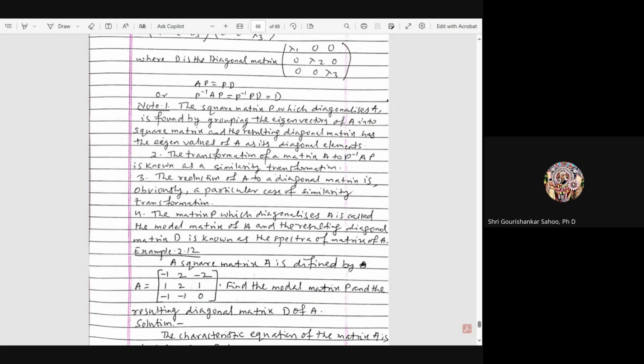So there is an example. How can you do the diagonalization? Please see the screen.